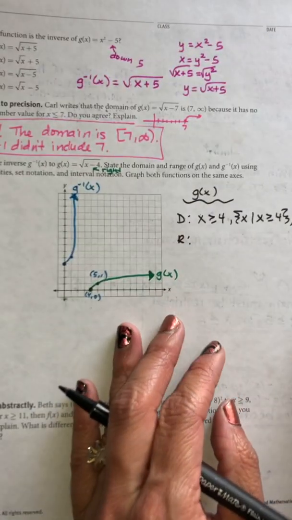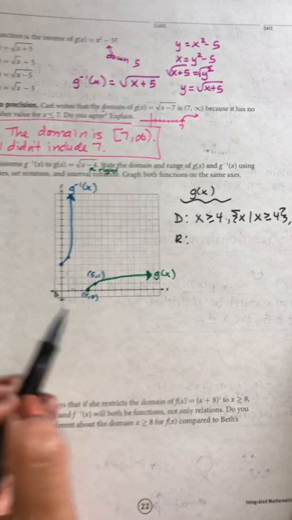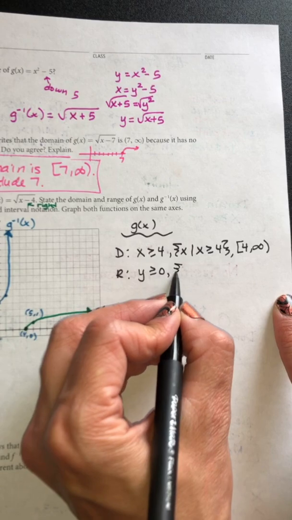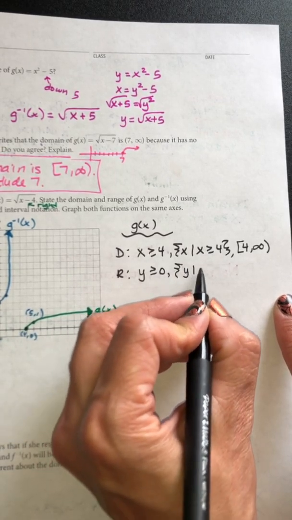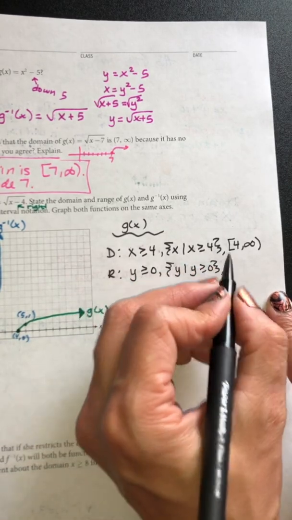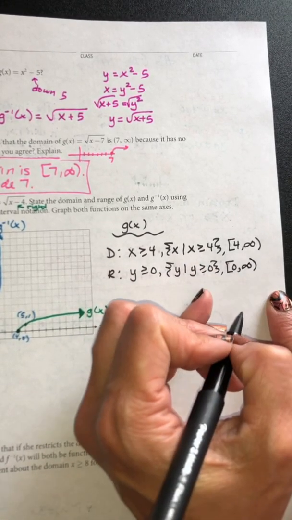The range, well, the lowest y value it's using is 0. It's not going below the x-axis. So y has to be greater than or equal to 0. In set notation, that would be y such that y is greater than or equal to 0. In interval notation, that would be square bracket on the 0 to positive infinity, close with a parentheses.